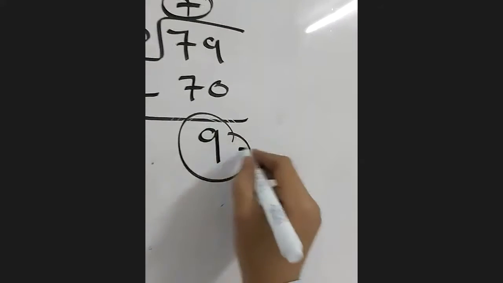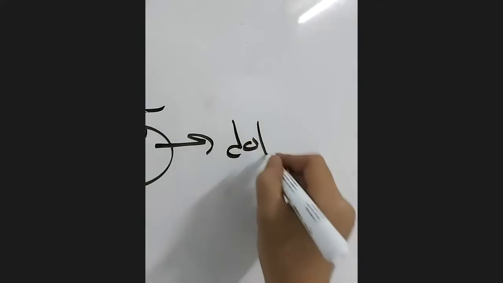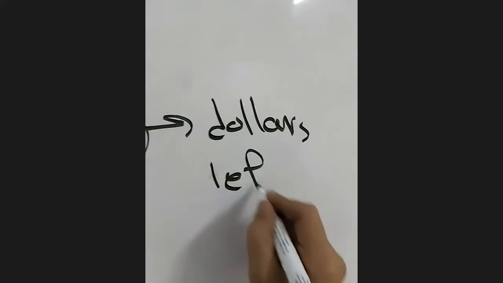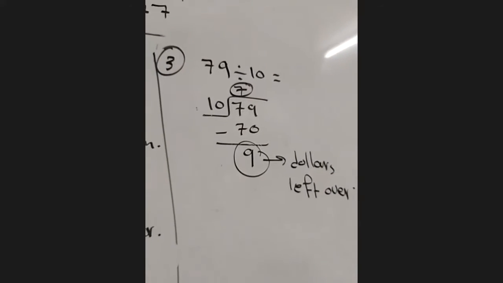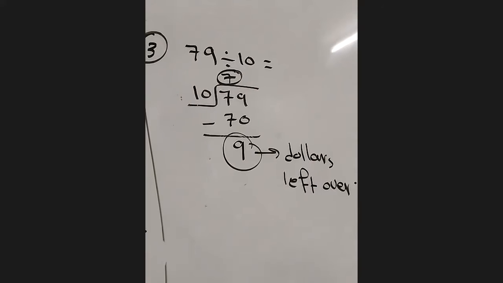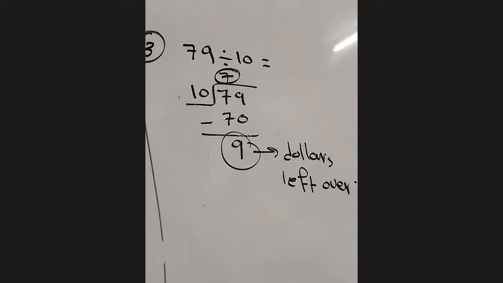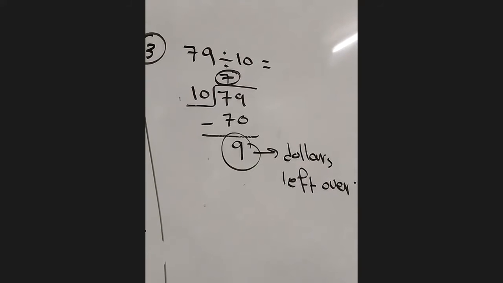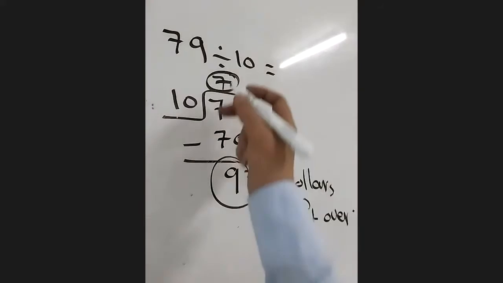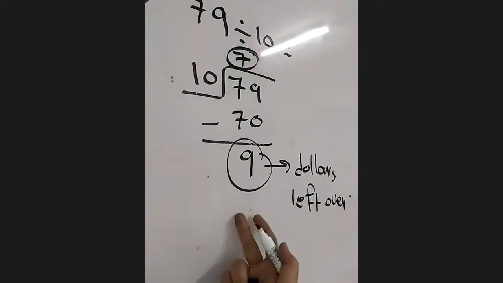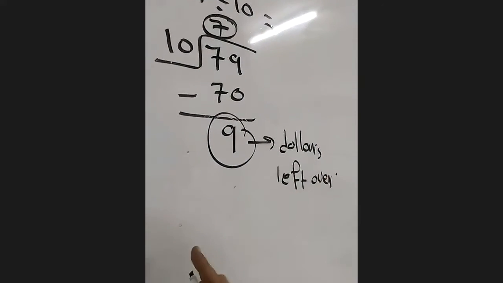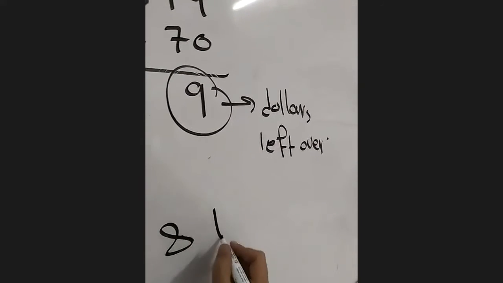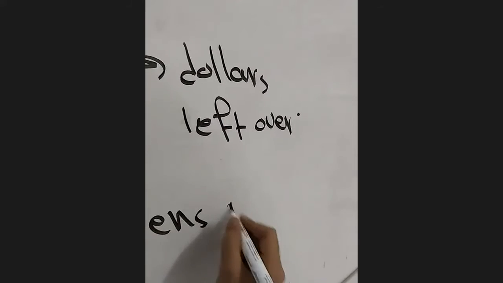$9 left over, right? So how many papers of tens do you need? 8. Excellent. Why 8? Because 7 gives 70, it's still 9. We need another 10 so we can buy this scooter. So we need 8 tens of payments.